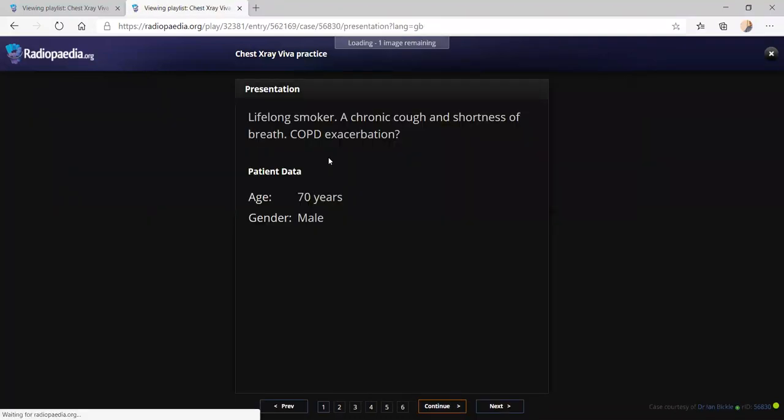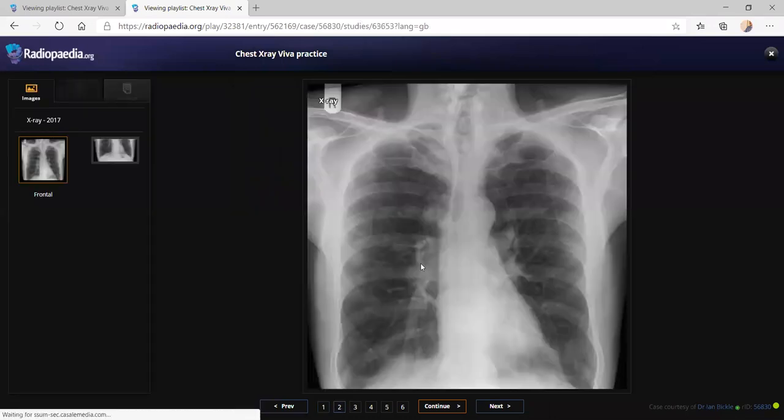So this is the first case, a 70-year-old male. You spotted the finding very well because there is a convex border. Usually the hilum will be concave, so the concavity is lost and there is a bulge here. You correctly said that you will compare with the previous film. There is also an opacity here in the right pericardiac region.